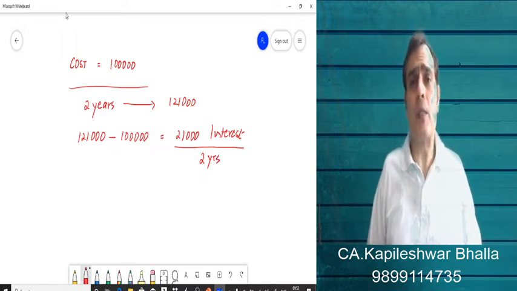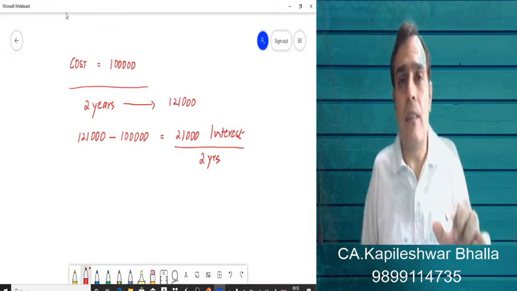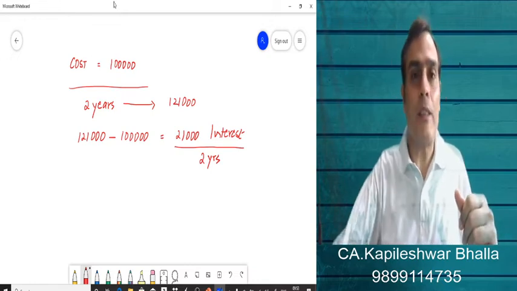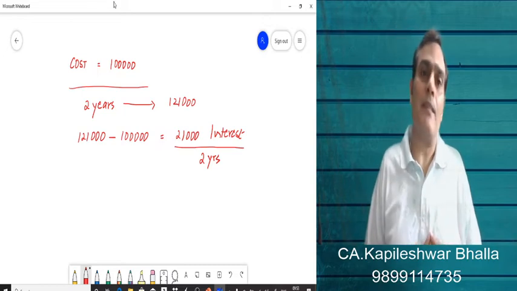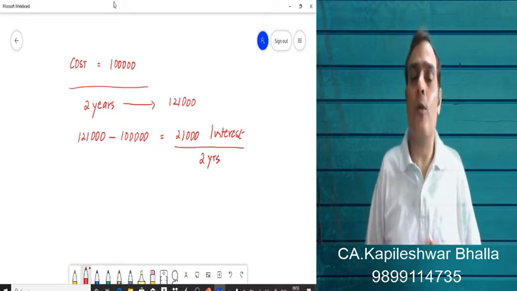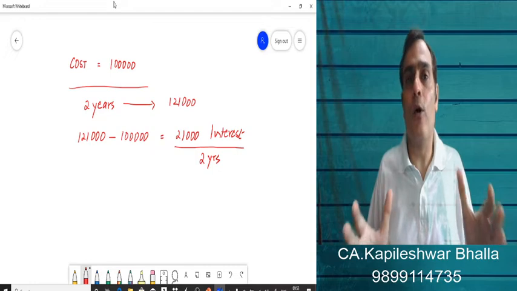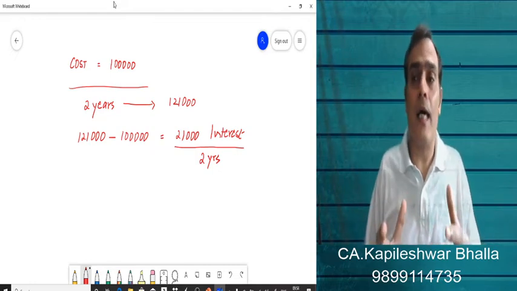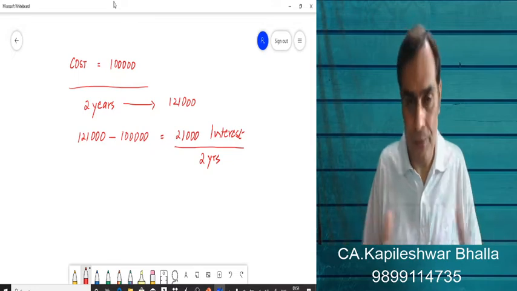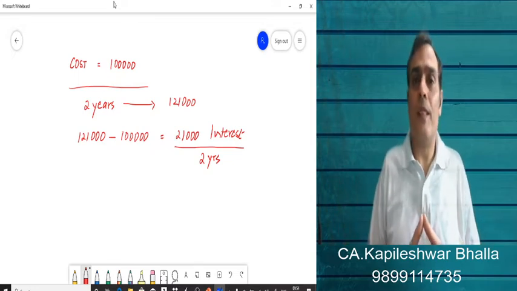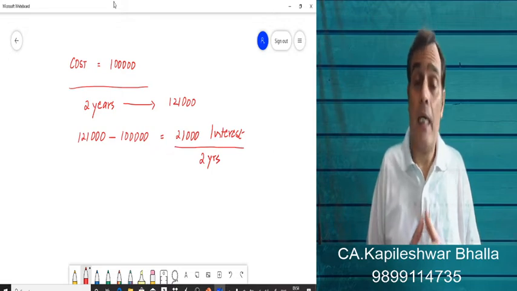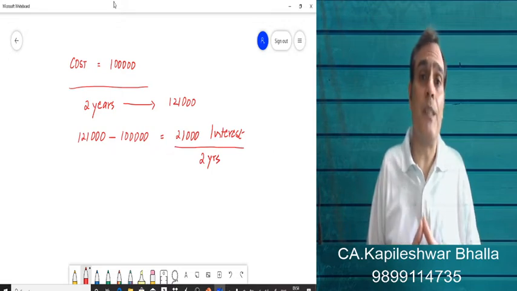Now, let me also add a few technical terms to this concept. In Ind AS, you will quite often hear from me in these classes that I'm going to use the word called unwinding of discount. Yes, I think you heard it correct. It is called unwinding of discount. Now, what is unwinding of discount? Let's have a look at this example to understand how the unwinding of discount is done.